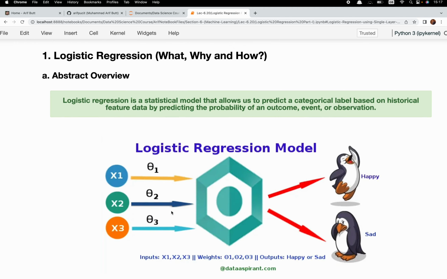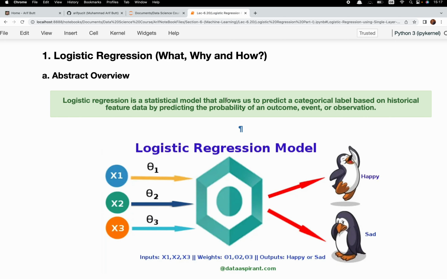My dear students, let me give you an abstract overview and a basic intuition behind logistic regression before we jump into its math and Python implementation. So let me spend a few minutes to set the stage right by answering the what, why, and the how questions.